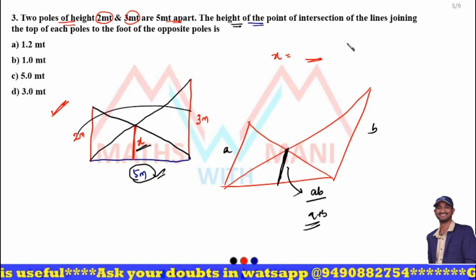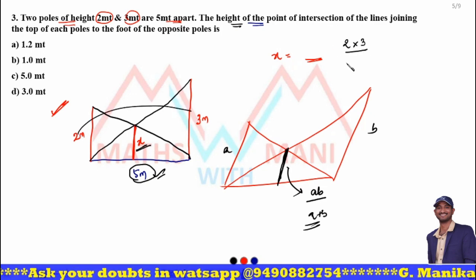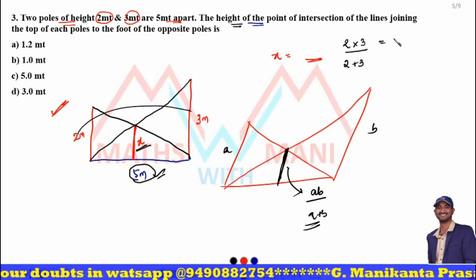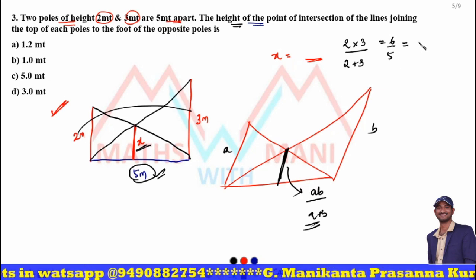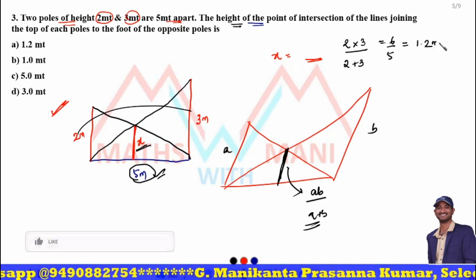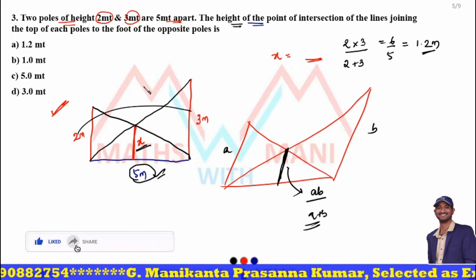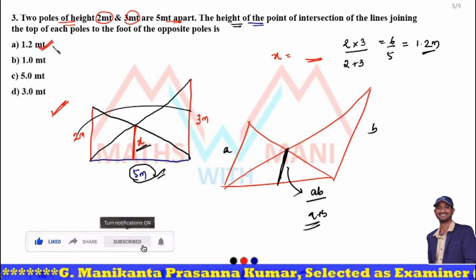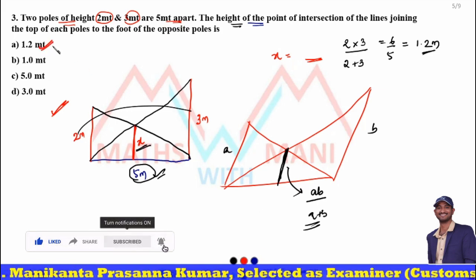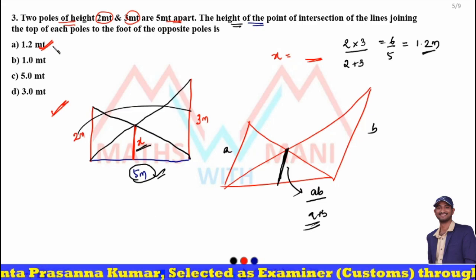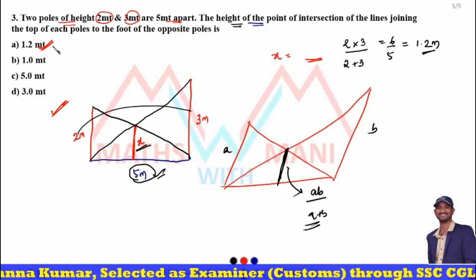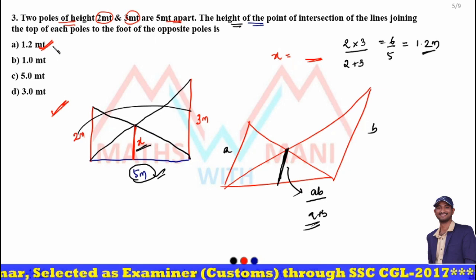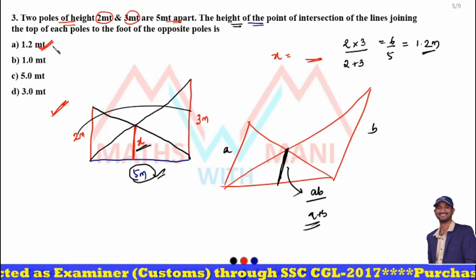Product of these two, that is 2 into 3 by 2 plus 3. That is 6 by 5. 6 by 5 means how much? 1.2 meters. Where is 1.2? First option is the correct answer. That's it. These models are very easy without applying all the things when you remember the direct formula.